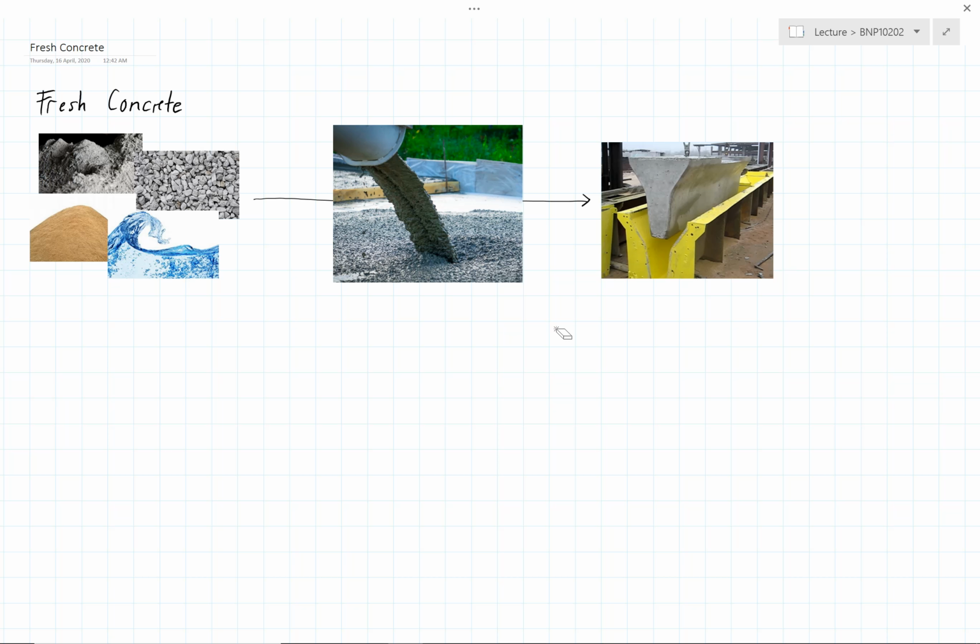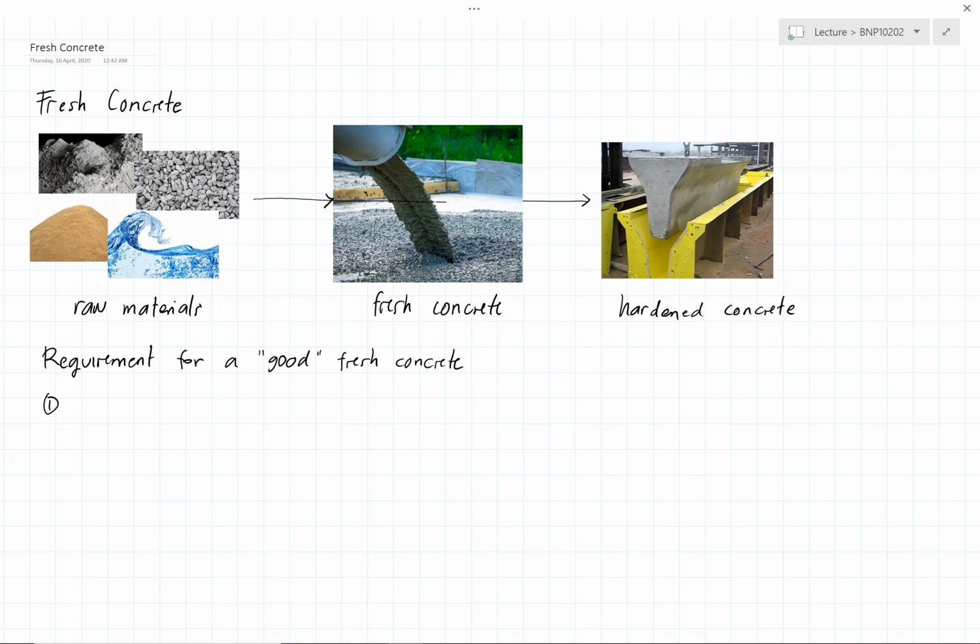Okay, so if I can list down over here, we have raw materials and then they undergo a mixing process, they become fresh concrete, and after the fresh concrete has been cast and is mature enough, it will harden and can be released from the formwork. So what are the requirements for fresh concrete to be called a good fresh concrete?